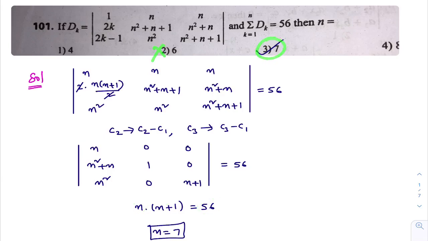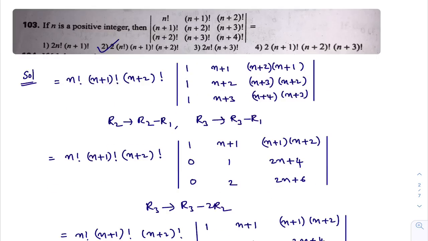You take n equal to 7. Third option, n equal to 7. 7 into 8. 7 into 8 is 56. So here we need 56 only. So the third option is the right option. I hope you understand this.